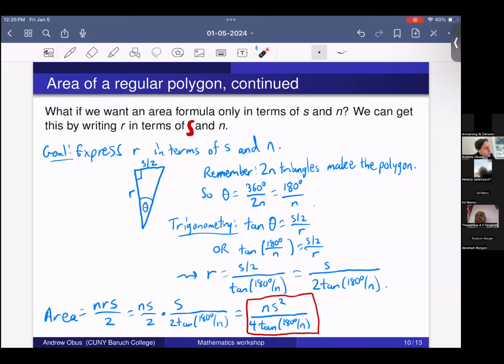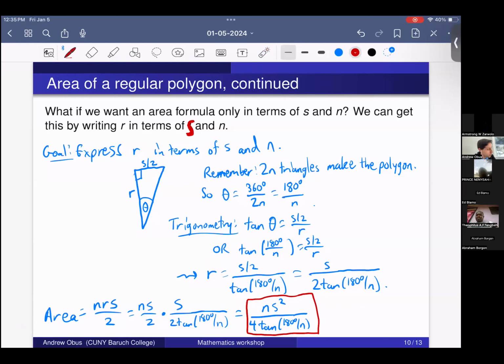Just to recall what we did here, we wanted to get r in terms of s and n. So we make this right triangle. We know the angle here is such that 2n of these angles makes a full circle. So this angle is 360 degrees over 2n, or 180 degrees over n. Then using trigonometry, we know that the tangent of this angle is s over 2 divided by r. And using all that, we can use algebra to solve for r in terms of s and n.